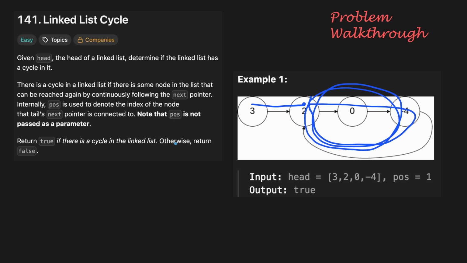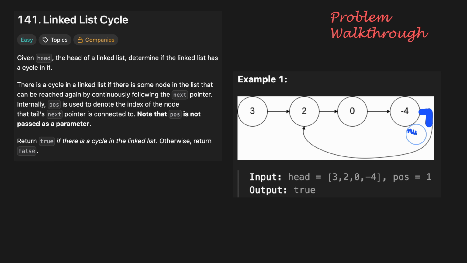For this problem, we should return true if there is a cycle. Otherwise, we should return false. Here for example, since we have a cycle, we will return true. But what if this node -4 was pointing to null? In that case, we would eventually reach the end of the list at the null node, so we will return false.